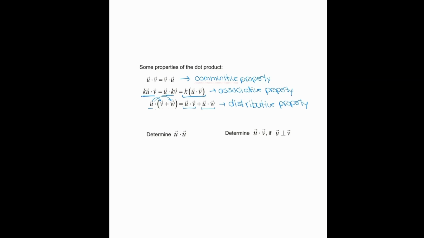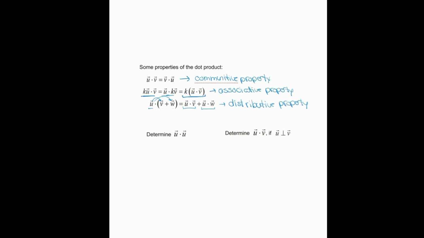So let's look at a couple of examples here and just think about what we've got going on. So determine the product of u dot u. Well, u dot u, they're both just the same vector. So they're probably on top of each other. They're going to multiply together. We would say they're collinear. They have no angle between them. So they're likely just right on top of each other.